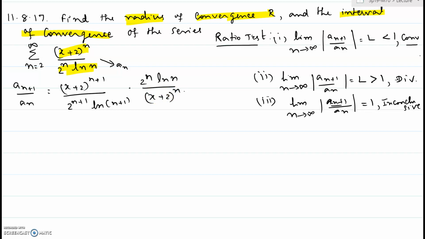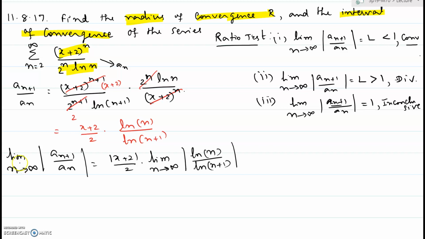We can simplify this algebraically. (x plus 2) to the power n plus 1 over (x plus 2) to the power n will give us x plus 2. And 2 to the power n over 2 to the power n plus 1 will give us 2 in the denominator. So we get x plus 2 over 2, then ln n over ln of n plus 1.